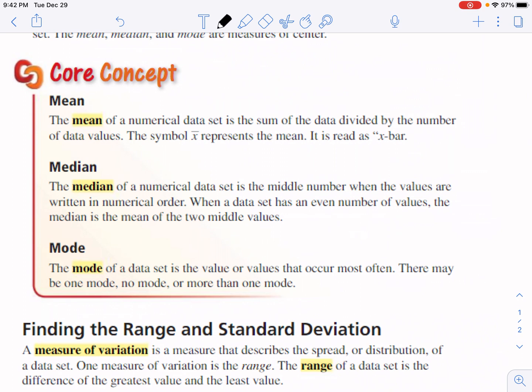Now, the mean, in order to find that, another word for it you might think of is average. You add all the numbers together and divide by the number there are. For instance, if there are 10 numbers, you would add those 10 numbers together and divide by 10, okay? It's just the average of a given data set.